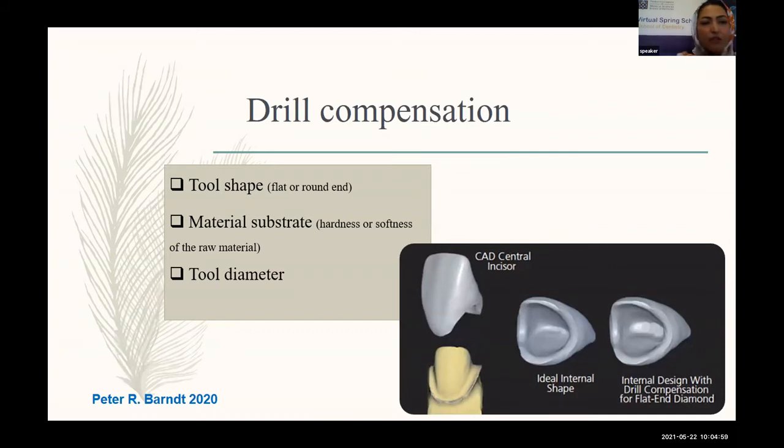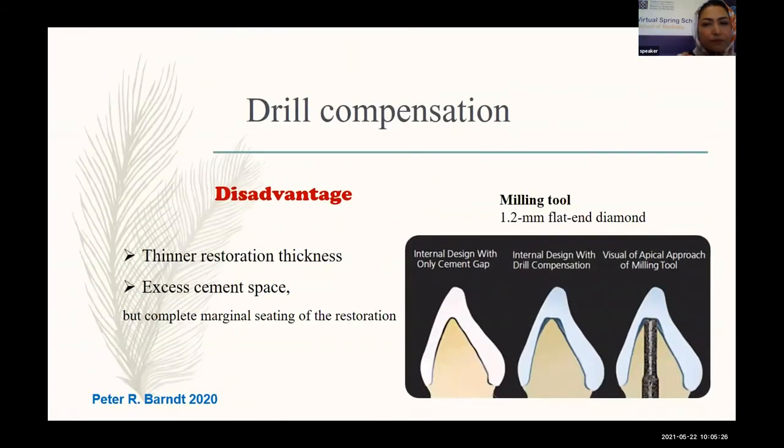According to this image, you can see the ideal internal shape in the middle of the picture. But when the burr diameter does not match the preparation shape, the CAD software enlarges that internal surface to accommodate the diameter and shape of the milling tool. After drill compensation, the internal surface would be as in the right picture. In this regard, final material thickness becomes thinner due to the over-milling. We have excess cement space, but complete seating of the restoration.